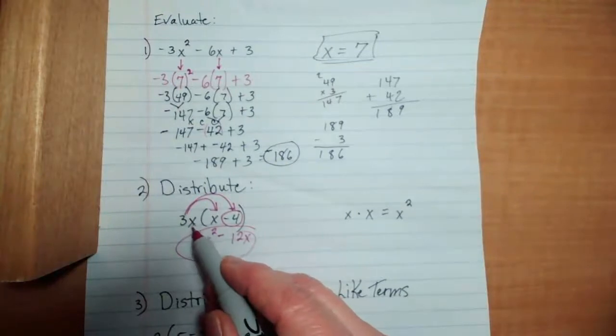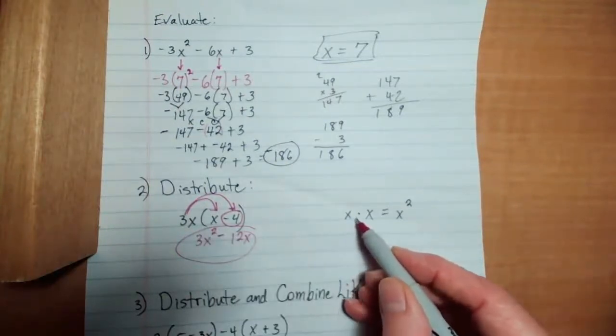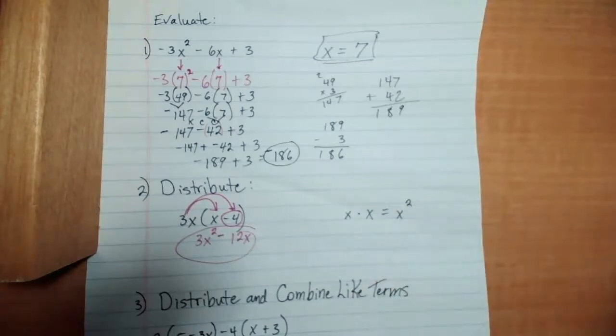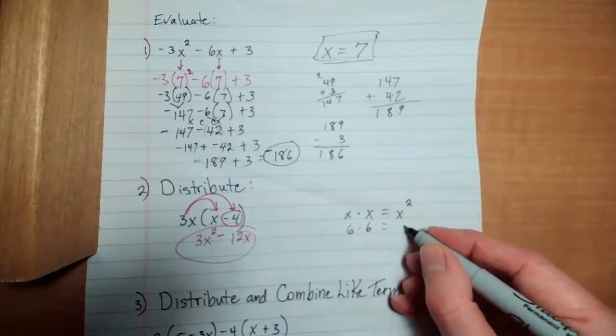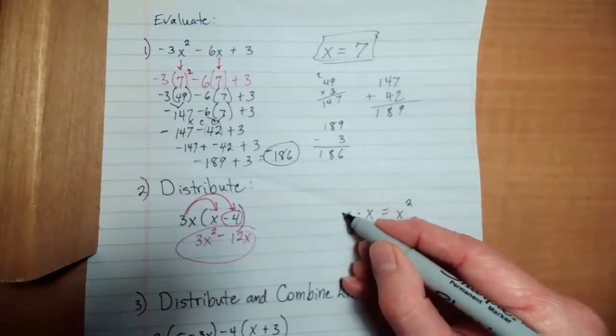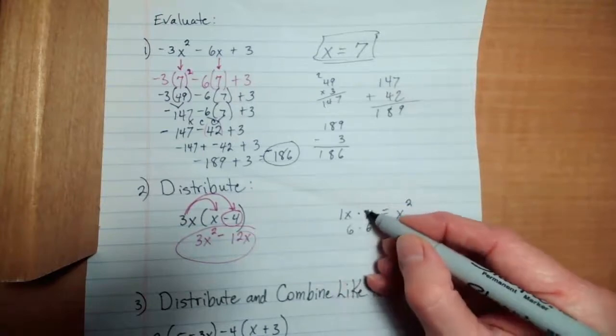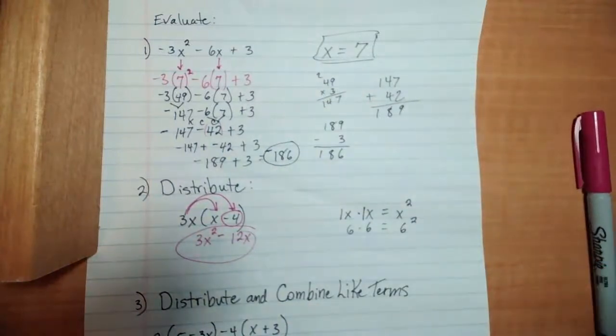Sometimes students get a little confused with this x times x being an x squared. Well, x times x is x to the second, just as if we had 6 times 6, that equals 6 to the second. And this x is a 1x. This x is 1x. We have one of them. We typically don't put the 1 in front of the x, but we know that's what it is.